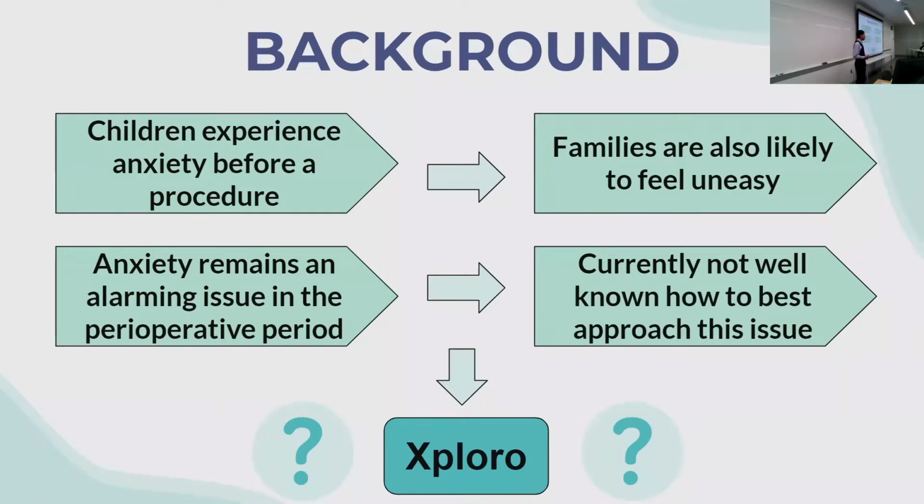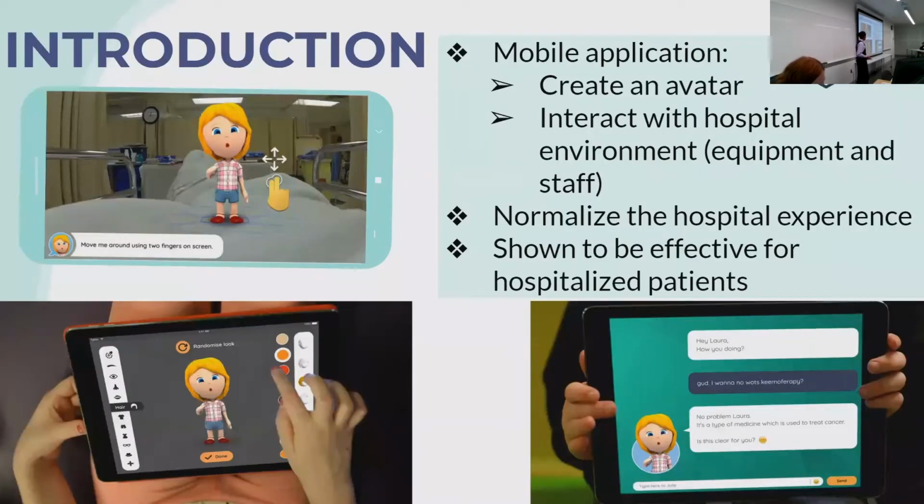That's a problem because being anxious and stressed diminishes the experience that these families have in seeking care at the hospitals. As of right now, it isn't well known what the best intervention is and how to approach this issue. However, we believe that Exploro might be another step forward to finding a solution. So what is Exploro? Exploro is a mobile application where kids are able to create an avatar, and with their avatar, they're able to explore a virtual hospital environment. A fun fact is that the environment looks exactly like OHSU. That way, when these children walk into the hospital, they're already familiar with the layout, staff, and equipment. Exploro really just normalizes the hospital experience for these children. Exploro has been shown to be effective for hospitalized patients, and we're hoping it has the same impact for patients at OHSU.